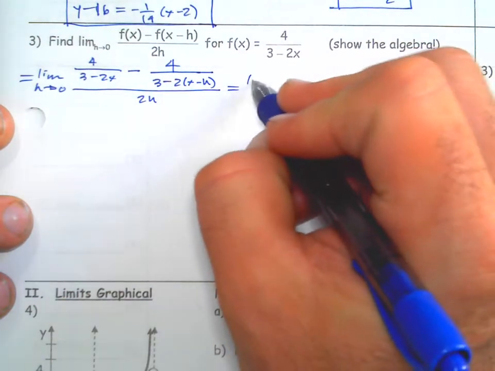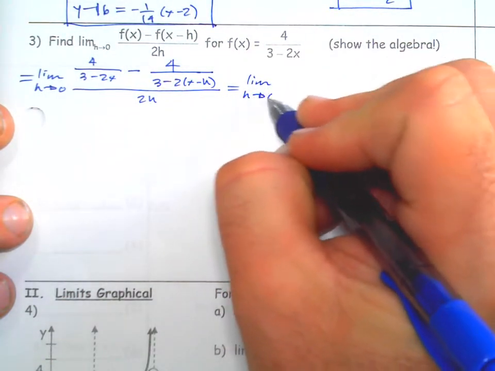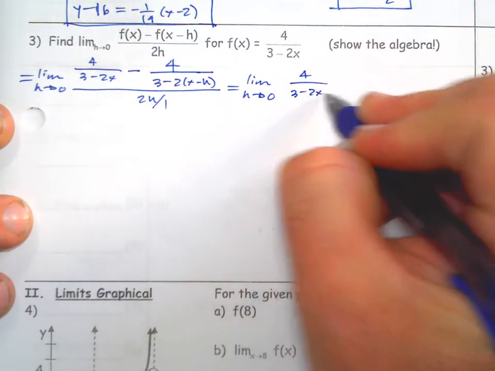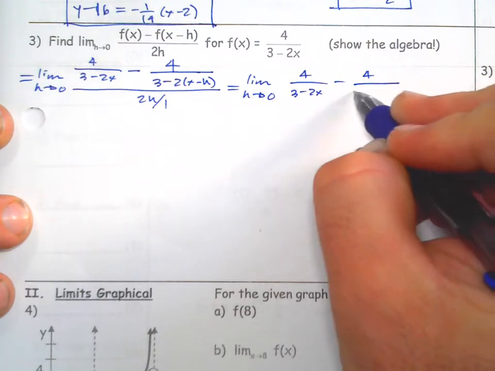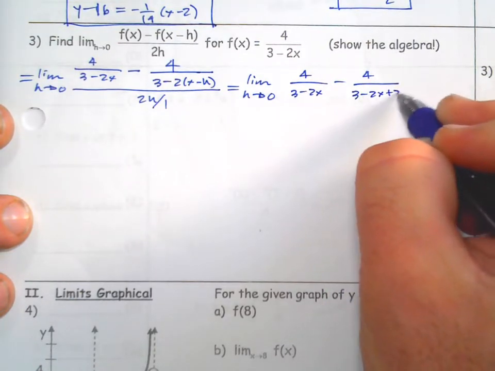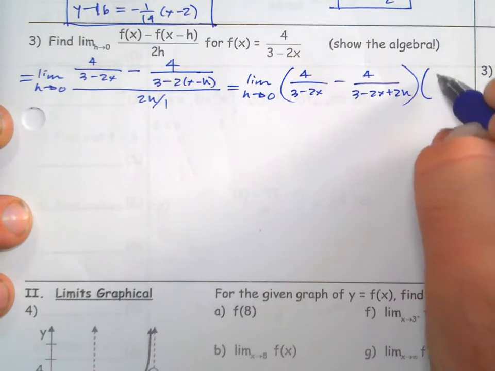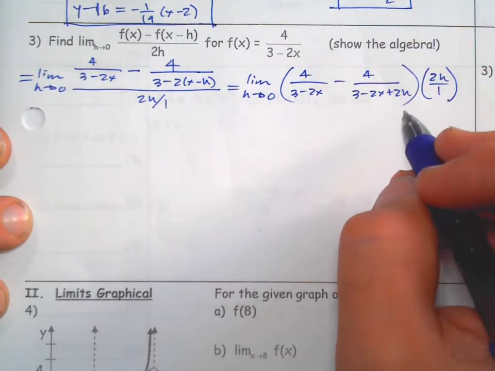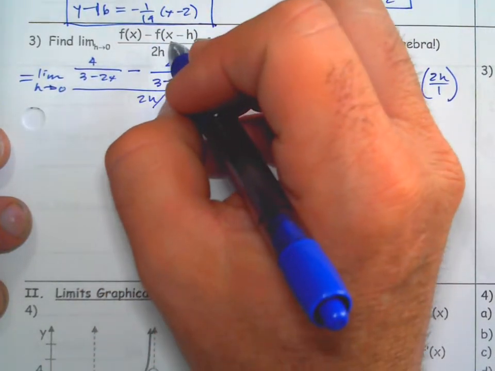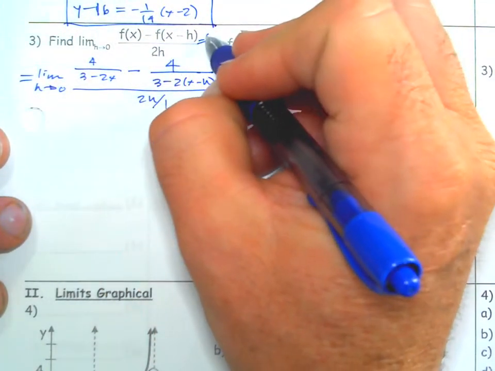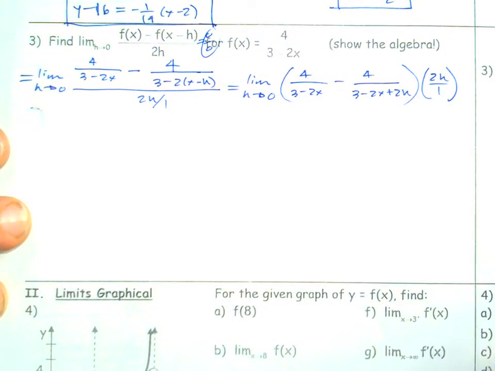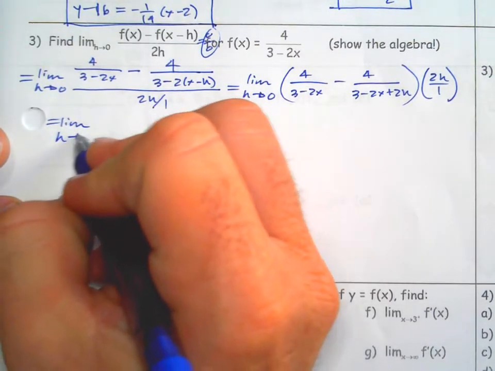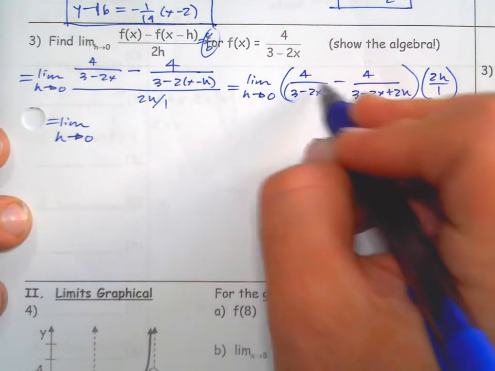Now it's going to equal the limit as h goes to 0. I'm going to think of that as over 1. So it's going to be 4 over 3 minus 2x minus 4 over 3 minus 2x plus 2h, times 2h over 1. Okay, we want to combine these together. You know, the whole point here is that you're getting 0 over 0. So we're trying to factor the h out. That's the long way. So equals the limit as h goes to 0. We need to multiply top of this one by that.